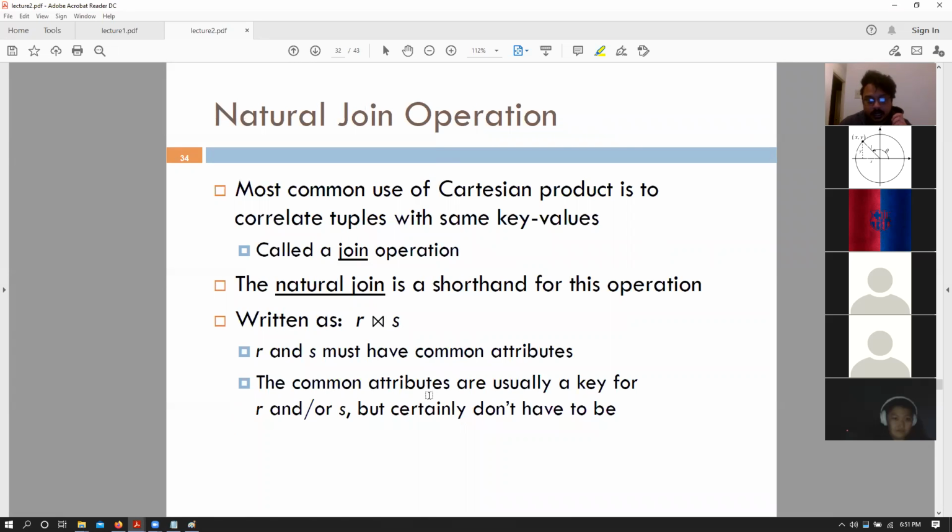Okay. Then we have something called the join operation. So this is the most useful operation across the relational algebra stuff.